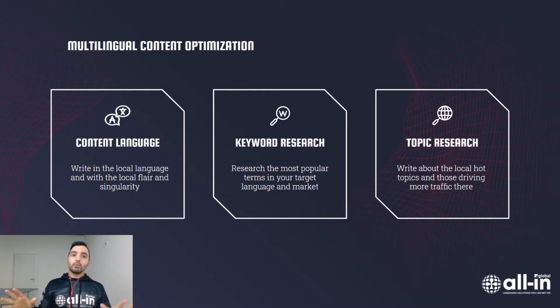So, multilingual content optimization. What do you need to focus on, and what do you need to do in terms of multilingual SEO? The first thing that you need to think about is the content language. If you're targeting either one market with several languages or several markets with multiple languages, you will need to address each one of those audiences in that specific language.